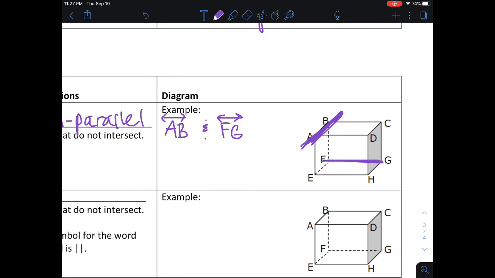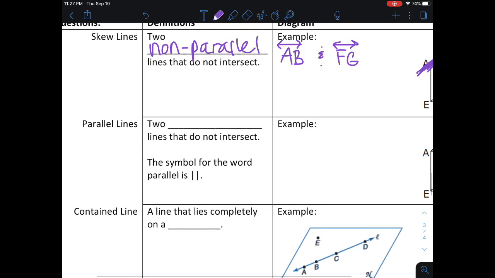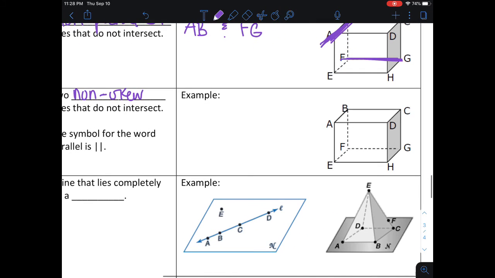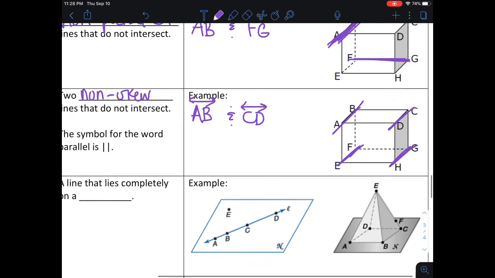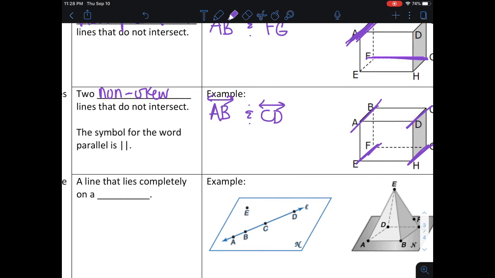They never intersect. Now parallel lines are 2 non-skew lines that do not intersect. If you look over here, we can see AB, CD, GH, and EF. Those are all parallel. So just pick 2 if you like. So line AB and line CD. These are parallel. And this is the symbol for parallel. Get to know this symbol really well because I use it a lot, especially because this is geometry. So I'm going to go ahead and use it right here. Those are parallel to each other.